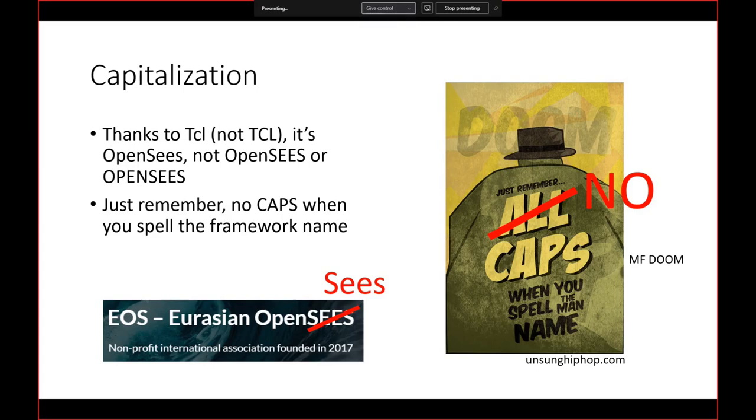OpenSees for its incorrect capitalization. All right, so just as Tcl is T little c little l, right, not all caps, OpenSees was deliberately capitalized as S lowercase e lowercase e lowercase s, not all caps. So hopefully I can prod a little bit to get them to update their website and the logo, but it should be S little e little e little s. All right, so just remember no caps when you spell the framework name.